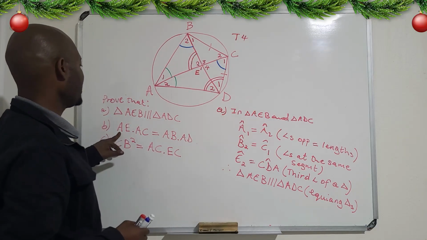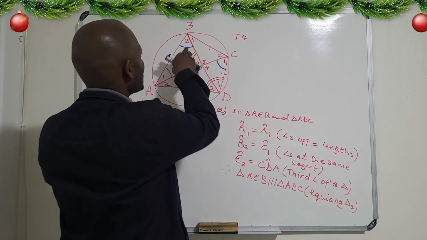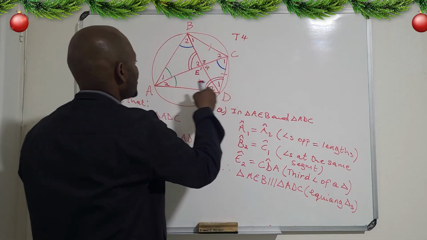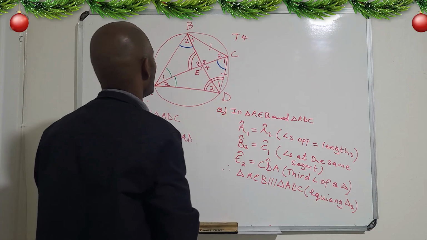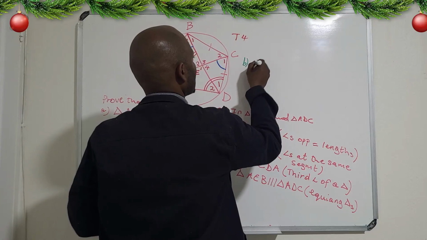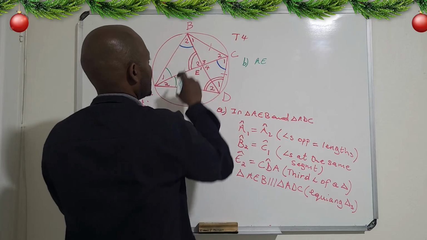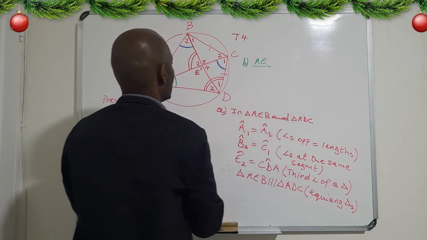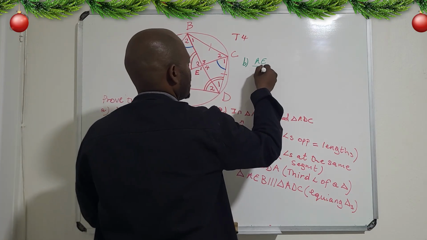We must prove that AE, so we look, where's AE? There's AE, and it is opposite the blue. So we must look at the side in this triangle which is opposite the blue, which is AD. Also, it means that for B, AE, which is opposite this side in this triangle, AE over, obviously, this side is AD.